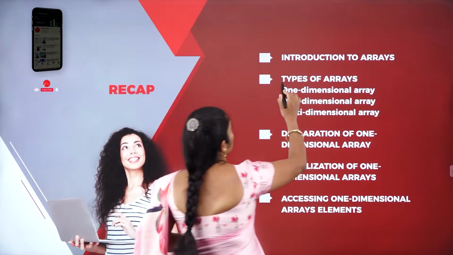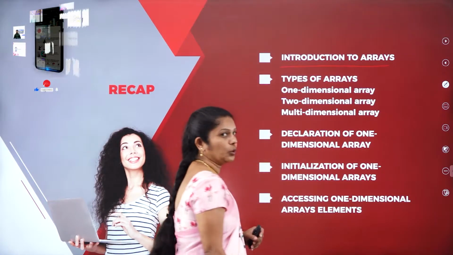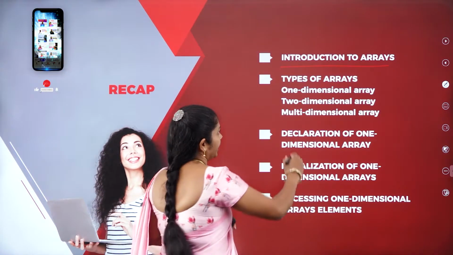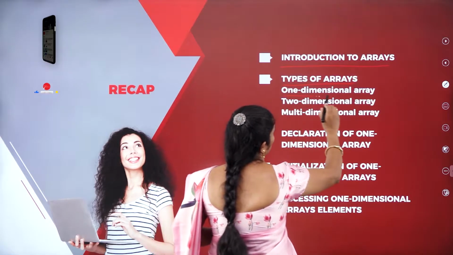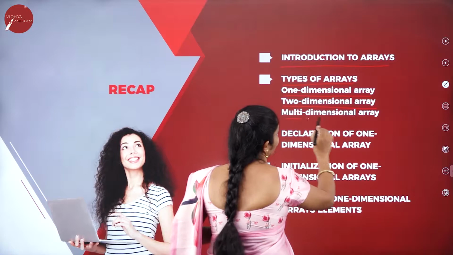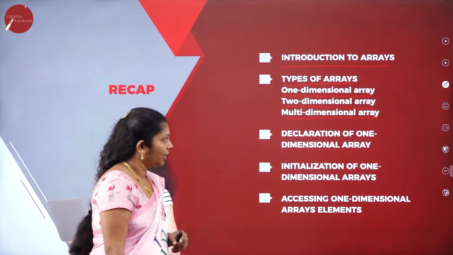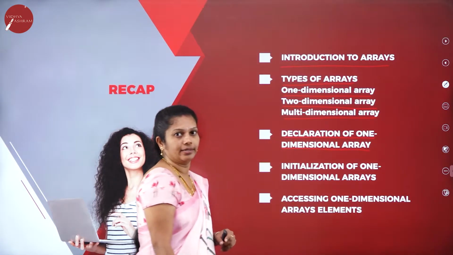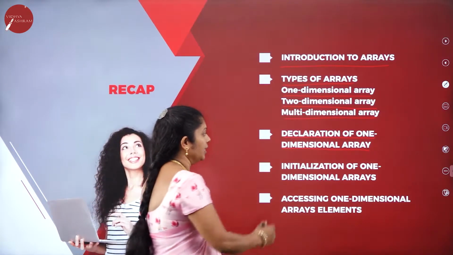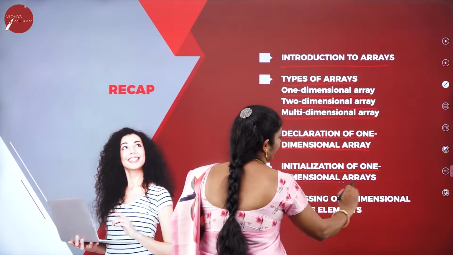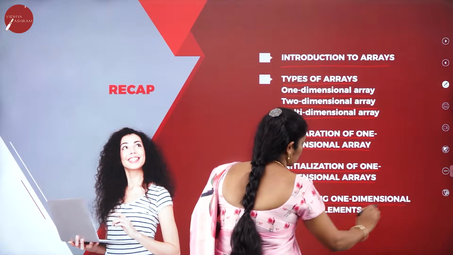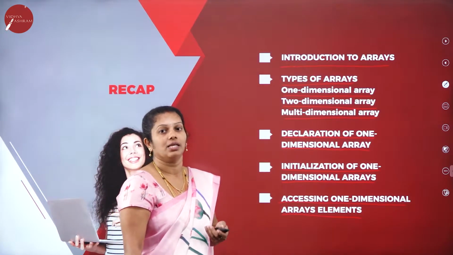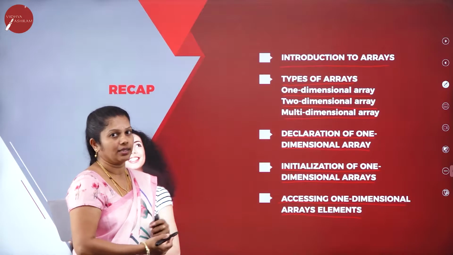In the previous session, you studied the introduction to arrays. What do you mean by array? How to represent that array? Then types of arrays: one-dimensional array, two-dimensional array as well as multi-dimensional array. Then you studied the declaration of one-dimensional array, how to initialize a one-dimensional array, how to access one-dimensional array elements, and how to read as well as print a one-dimensional array.